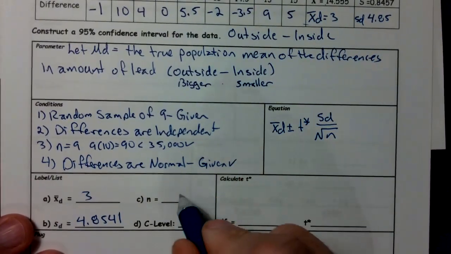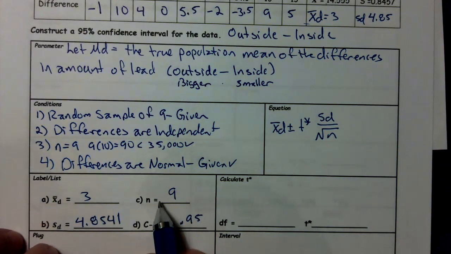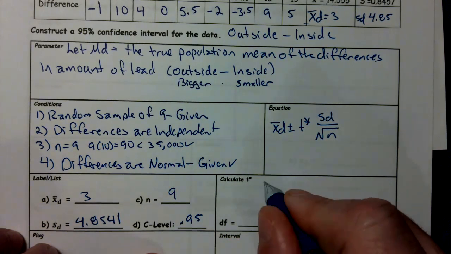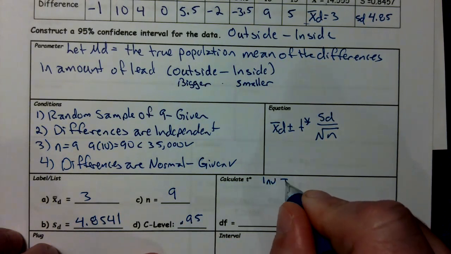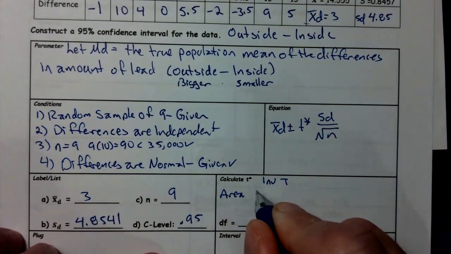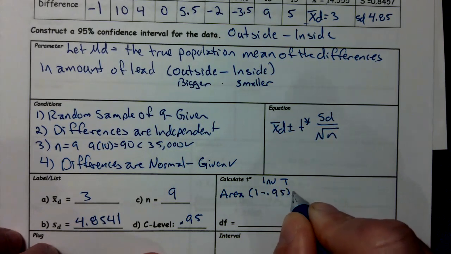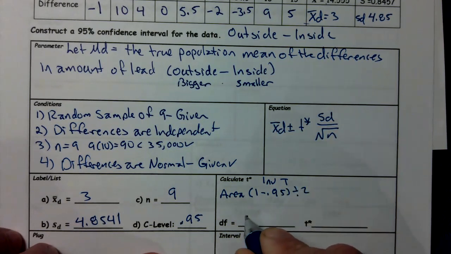And they said that we had 9 children, so that's our sample size. So the first thing we need to do is calculate our t star. And to do that, we're going to have to go inverse t, and it's going to ask us for the area. Well, the area is going to be 1 minus our confidence level of 0.95 divided by 2, and it's going to ask us for our degrees of freedom, which are 9 minus 1, or 8.